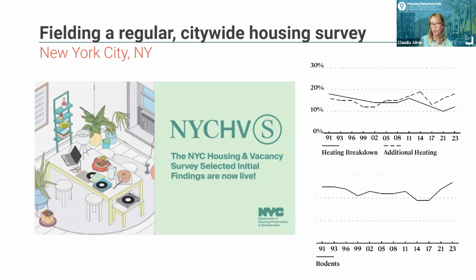Since 1991, the survey has tracked 7 different problems, things like rodents, heating breakdowns, whether people are relying on space heaters, and they've added more questions since then as well about mold, about elevators, and the results are used by both policymakers and advocates. They've been really powerful, I would say, and in recent years, they've been used to strengthen tenant protections, petition for additional federal funding, and understand the unique needs of certain groups like immigrants.